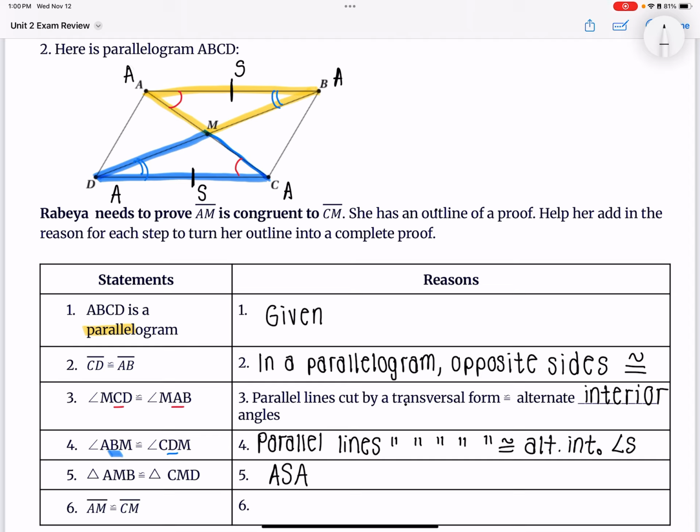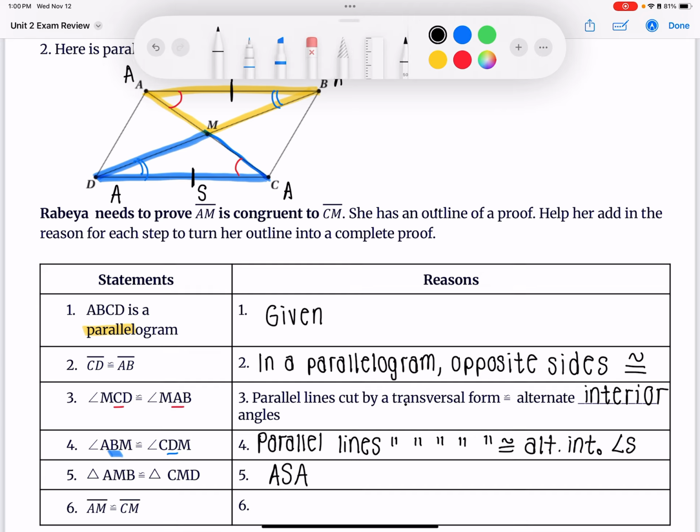And now we can say line segment AM is congruent to line segment CM, because corresponding parts of congruent triangles are congruent. Again, once we prove that both triangles are congruent, all of the corresponding parts now become congruent.